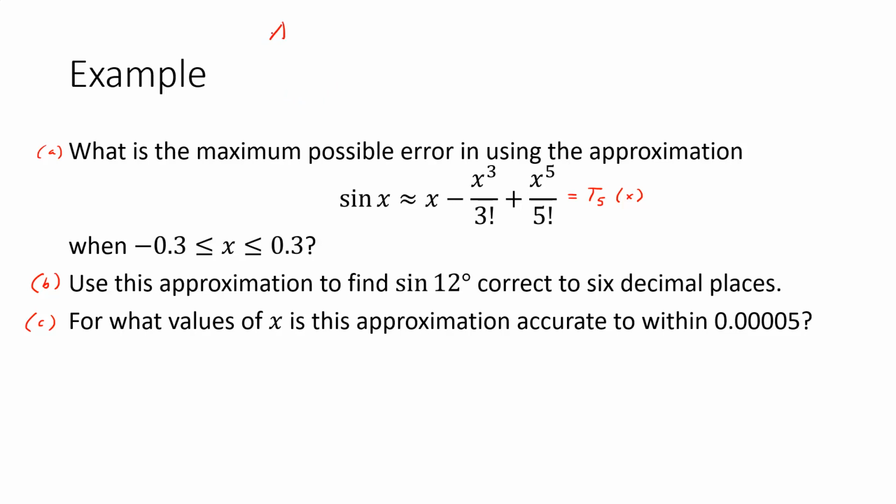So for us here to use the alternating series estimation theorem, we can use it to try and find a bound on R5. So remember that the alternating series estimation theorem says that this is going to be less than or equal to the magnitude of the next term that would be in the series, which in this case would be x to the 7th over 7 factorial.